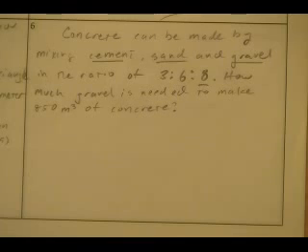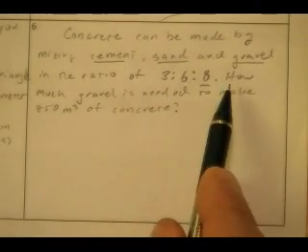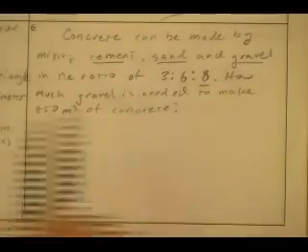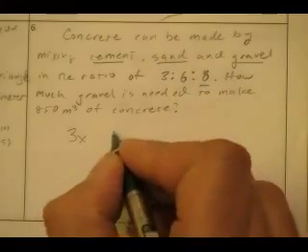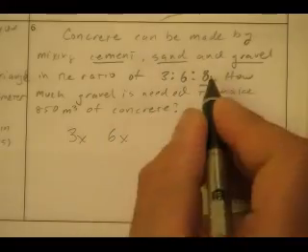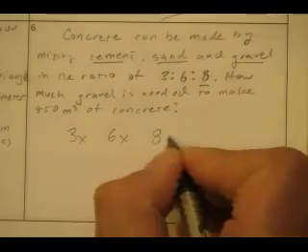I'm not going to go all the way through this problem. We're going to set it up. Well, if the ratio is 3 parts to 6 parts to 8 parts, I can write it as the cement is 3 parts, the sand is 6 parts, and the gravel will be 8 parts.